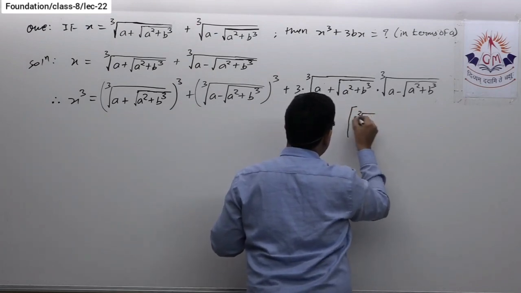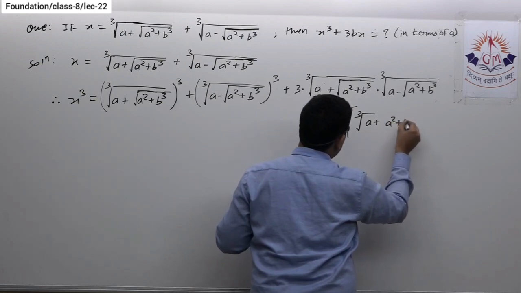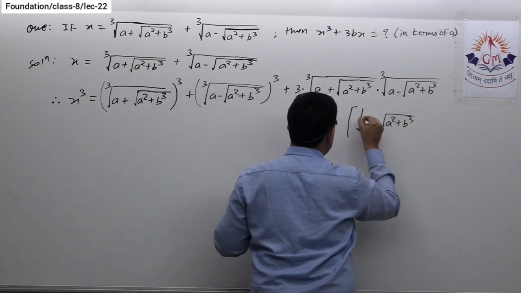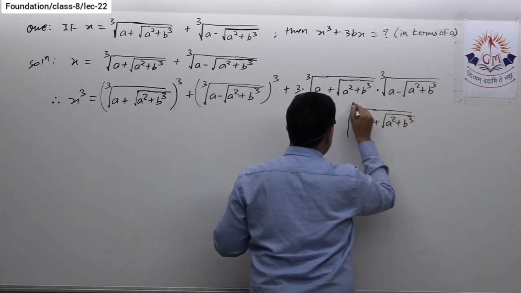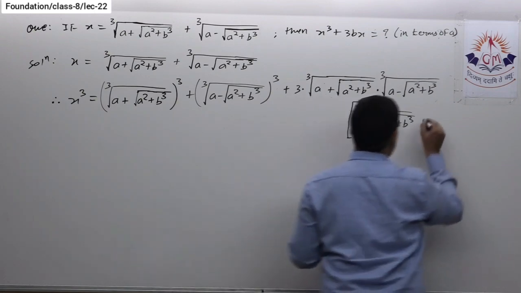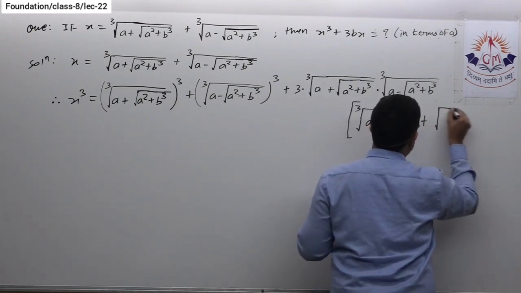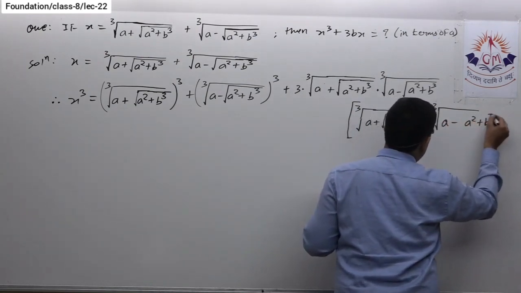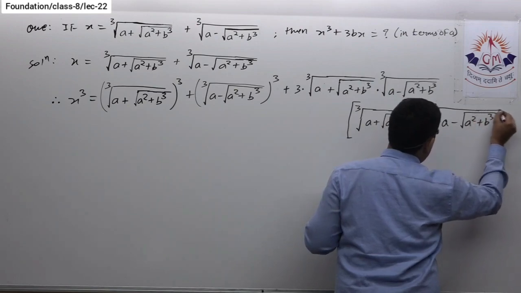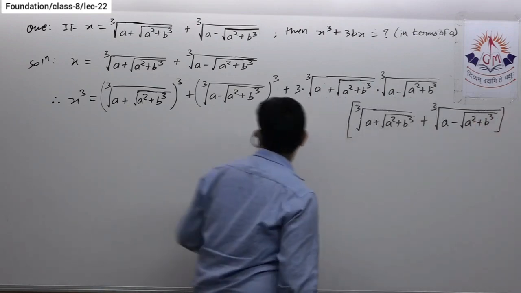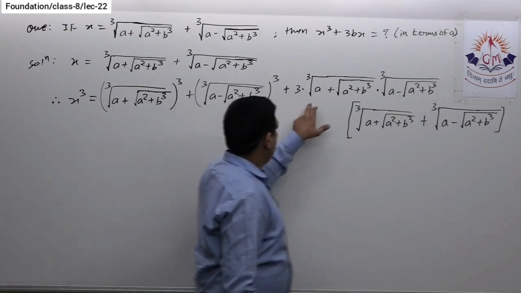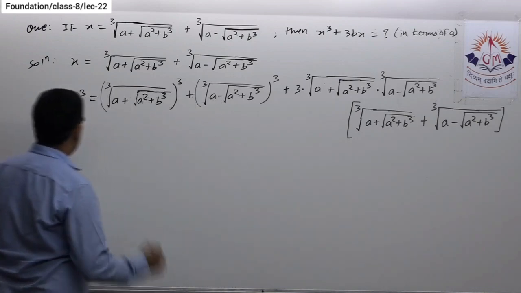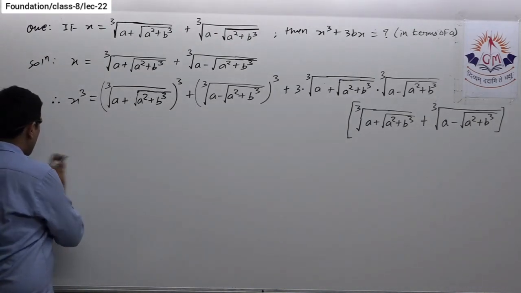Cube root of a plus a square b cube root, a plus b. Okay, so a cube plus b cube plus 3 into ab into a plus b. Okay, so now when I simplify this further, what I will get, let us see.